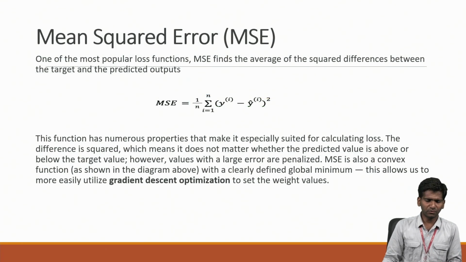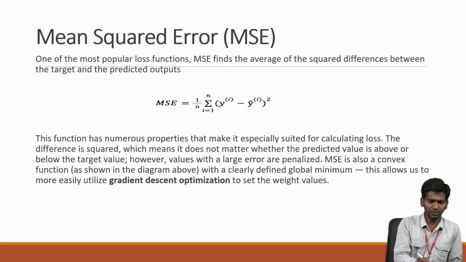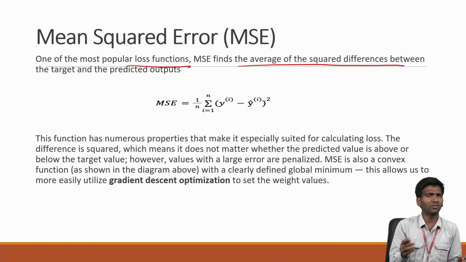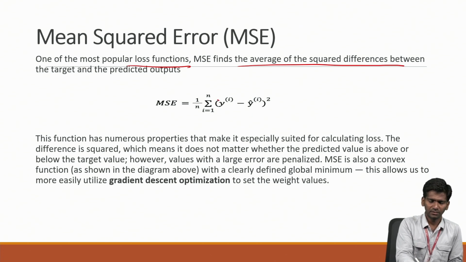Next, mean square error. So what is mean square error? It is also a very popular loss function. This finds the average of the squared differences. Previously we took absolute values, but here we are taking squares of the difference between the actual value and the predicted value. This loss function has various properties, especially suited for calculating loss.